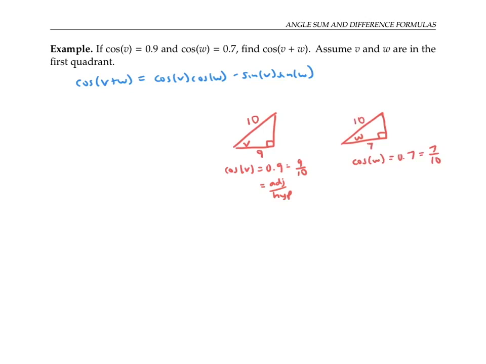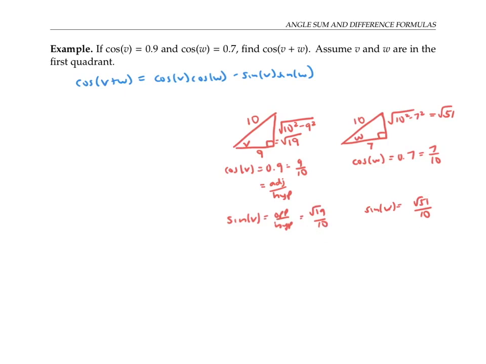Now the Pythagorean theorem lets me compute the length of the unlabeled side. So this one is going to be the square root of 10 squared minus 9 squared. That's going to be the square root of 19. And here I have the square root of 10 squared minus 7 squared. That's the square root of 51. I can now find the sine of v as the opposite over the hypotenuse. That's the square root of 19 over 10. And the sine of w will be the square root of 51 over 10. Because we're assuming v and w are in the first quadrant, we know the values of sine need to be positive, so we don't need to jimmy around with positive or negative signs in our answers. We can just leave them as is.